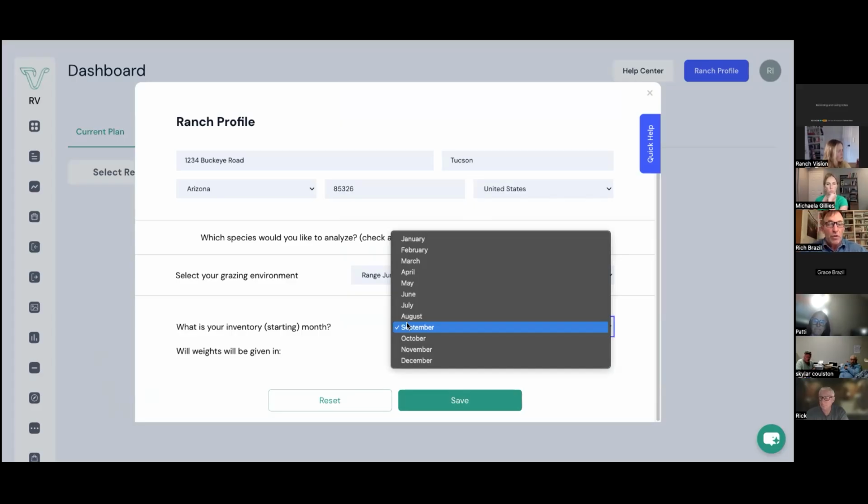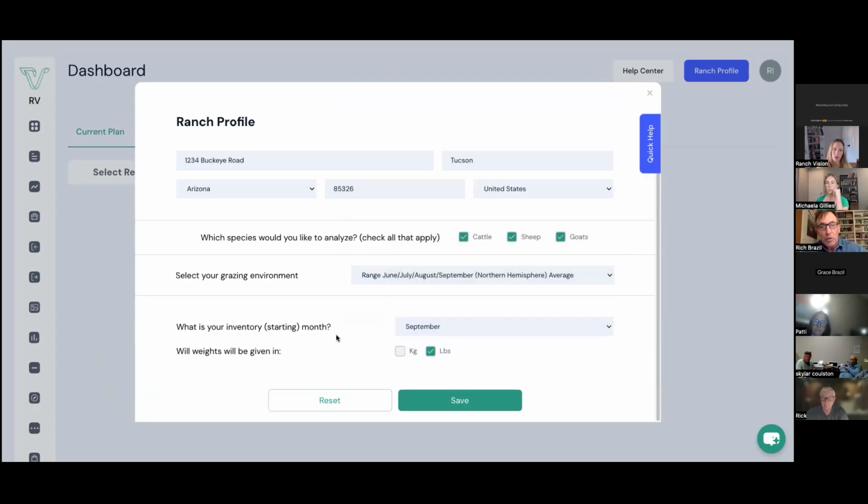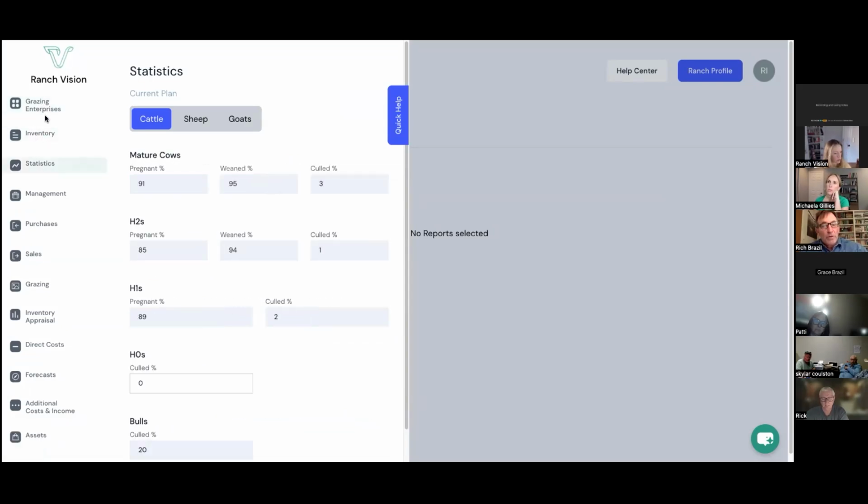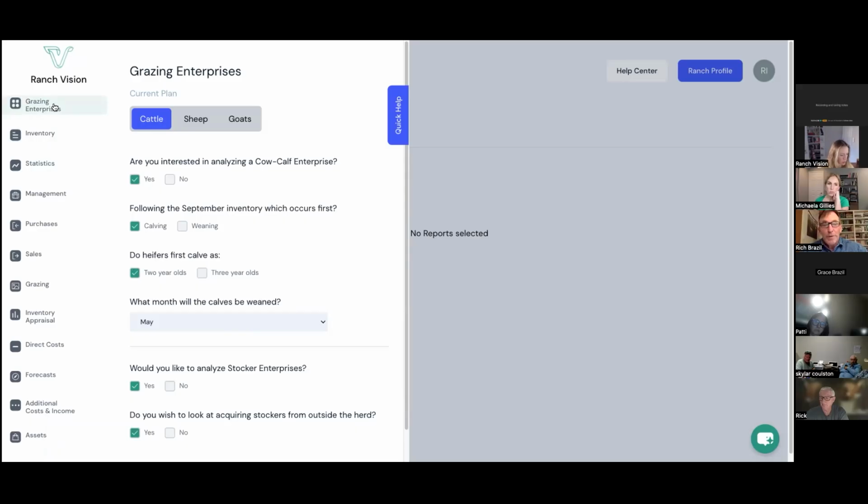And then the next one is your inventory month. That's the starting point for the analysis, the 5-year forward-looking analysis from your inventory month. And that can be any time of the year. Then the units. And then when you hit save, it's going to kick you over, and you can see on the left, we're at the top of the input panels. And as you walk down, those reports become available.